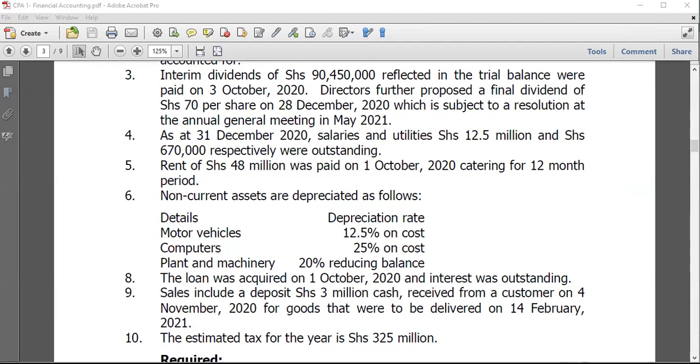And what happens with the prepaid rent? How does that affect your profits? Okay, now if they are telling us that rent was 48 million, the prepaid rent is paid of 48 million.